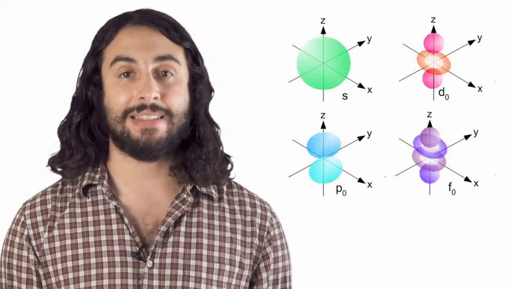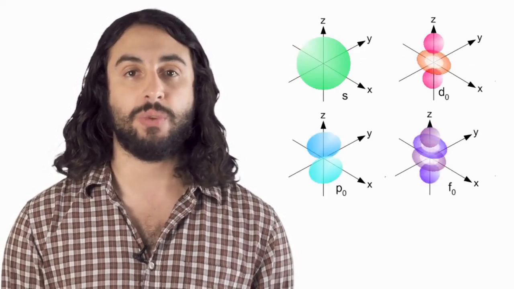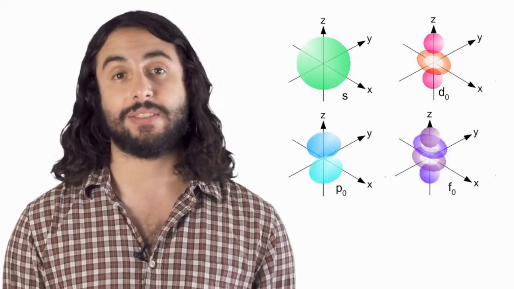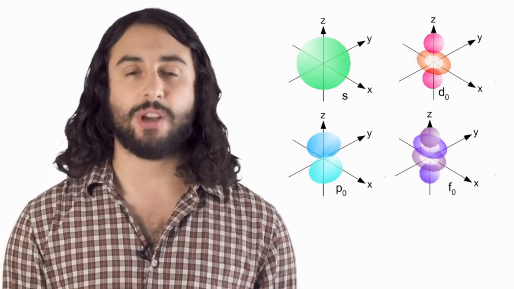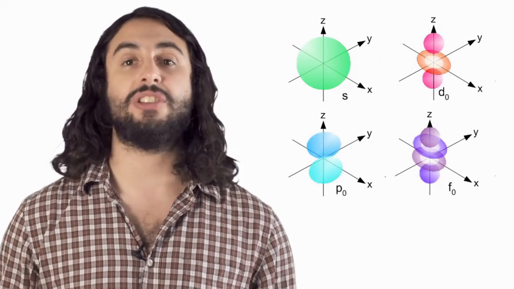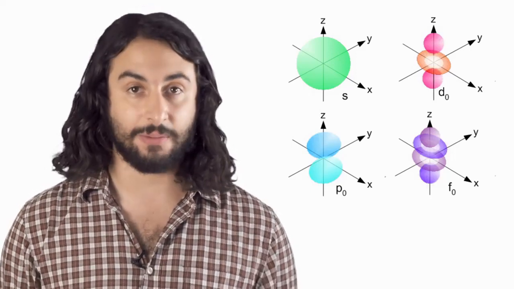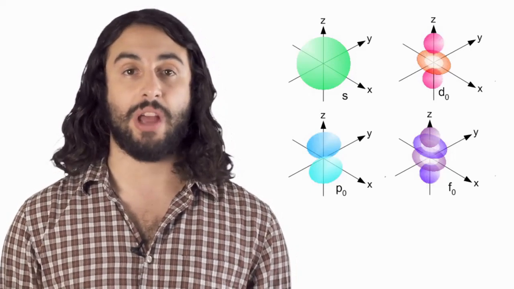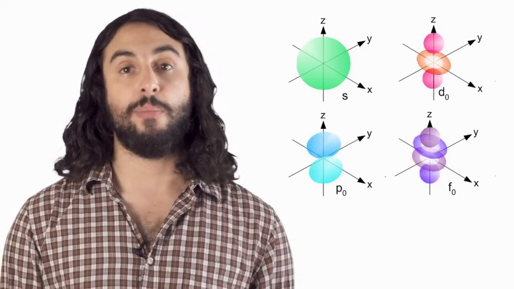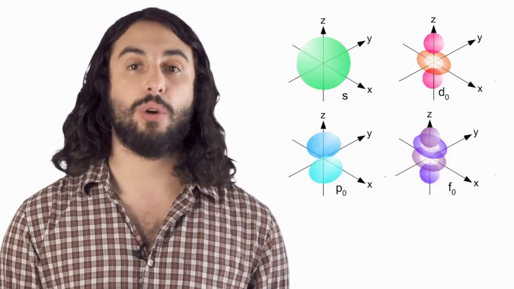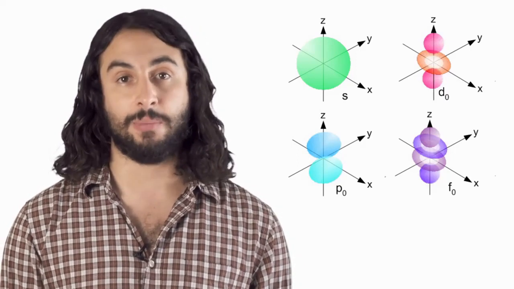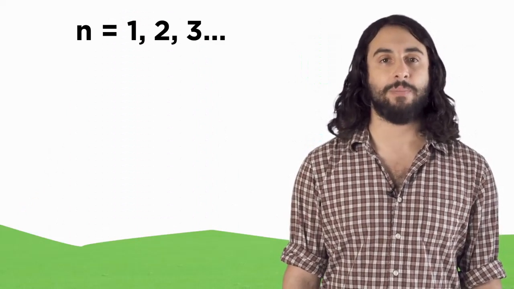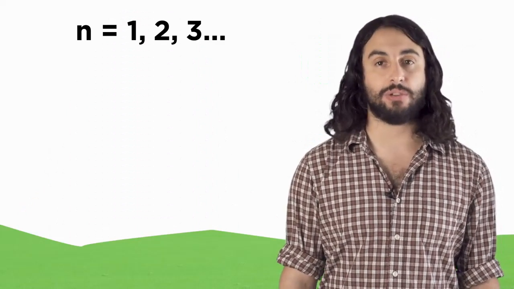There are s, d, p, and f orbitals with different shapes, and they look like this. Remember, these shapes are not electrons, just regions in space where electrons can be, and each one can hold up to 2 electrons. The more electrons an atom has, the more of these orbitals it will need to accommodate them all. The first quantum number is the principal quantum number n, which can have any positive integer value.